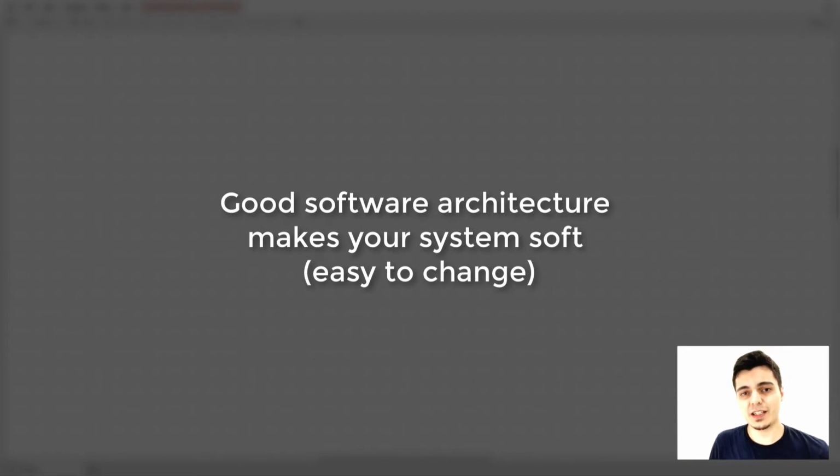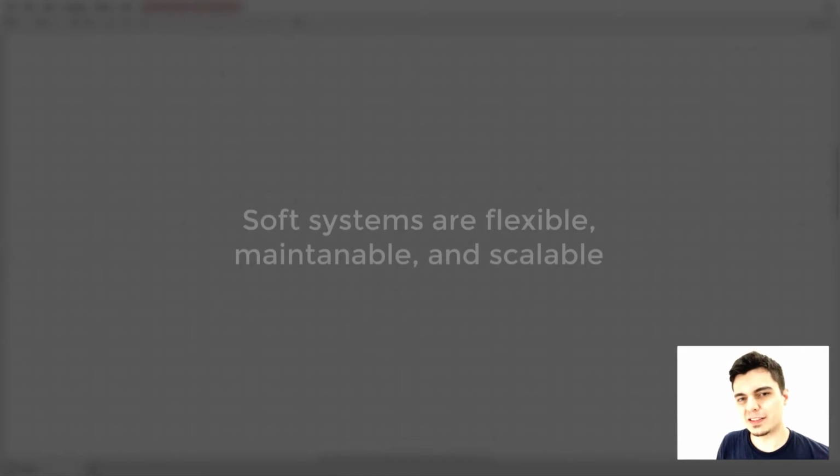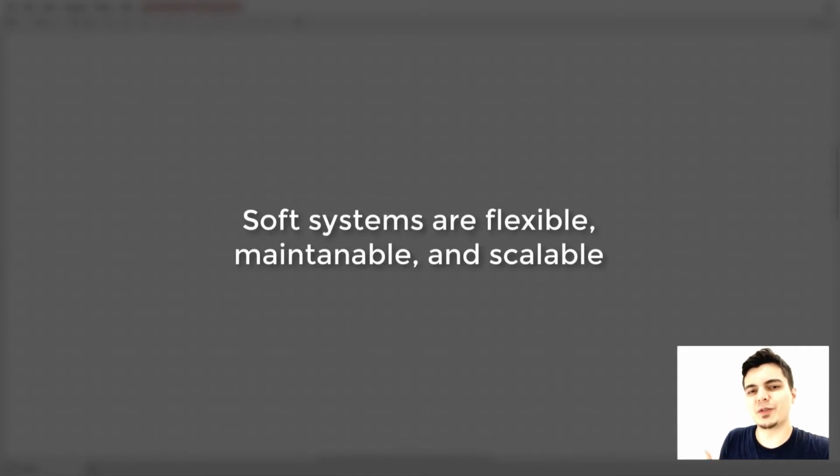Requirements are changing all the time. User interface changes. Business goals change. The client needs change. The market changes. So the goal of a good software architecture is to structure the system to be soft while solving the domain problem. And what makes a system soft? Well, it must be flexible, maintainable, and scalable.